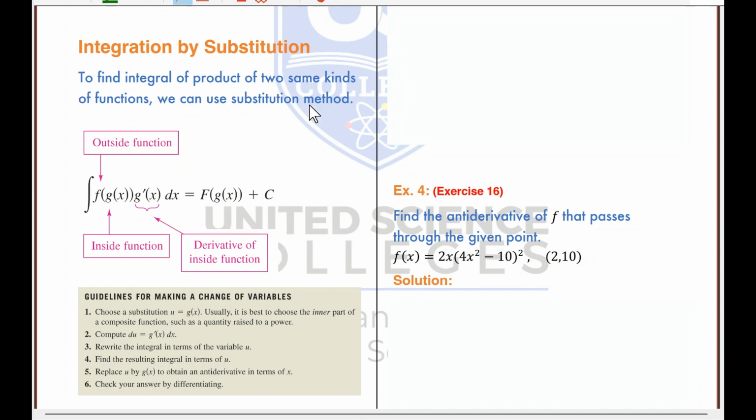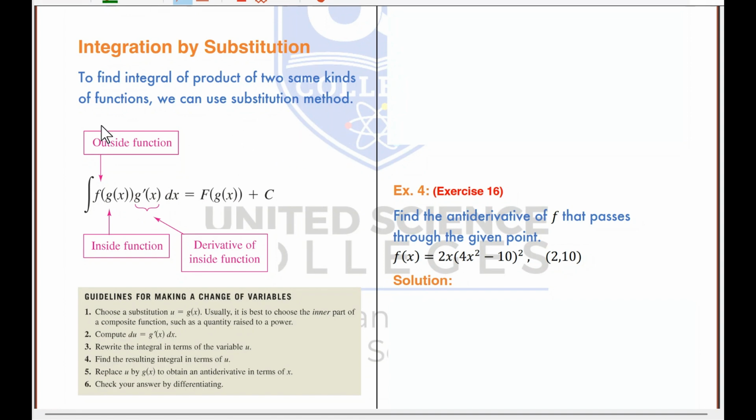This method is also called u substitution. So this is the chain rule in reverse. This u substitution is the integral version of the chain rule. So we are going to let one of the functions be u and find its derivative. In this method, the function and its derivative exist together inside the same integral symbol. So this is a good technique when there is a function and its derivative in the same integral.